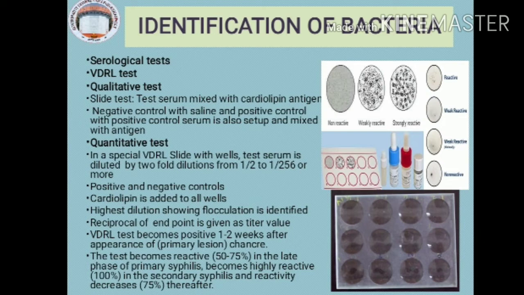In the qualitative test on a VDRL slide or VDRL card, the test serum is mixed with cardiolipin antigen. A negative control is set up by placing a drop of saline and mixing it with cardiolipin antigen. Then the slide is rotated for 4 minutes. Clumping indicates a positive test, no clumping indicates a negative test.